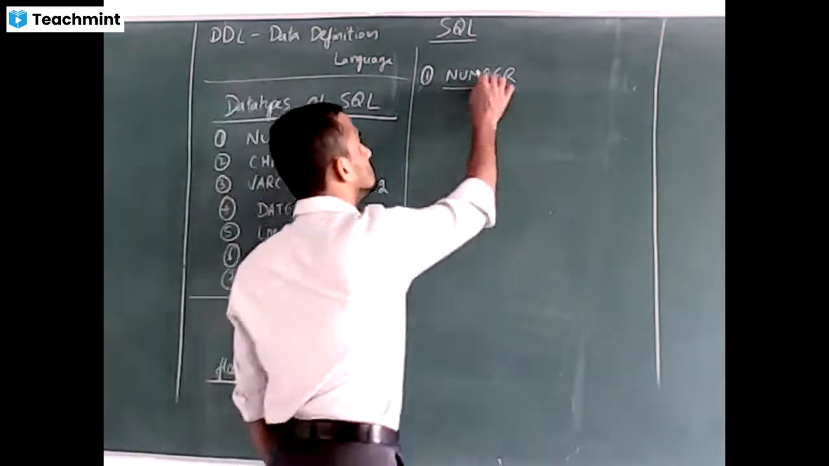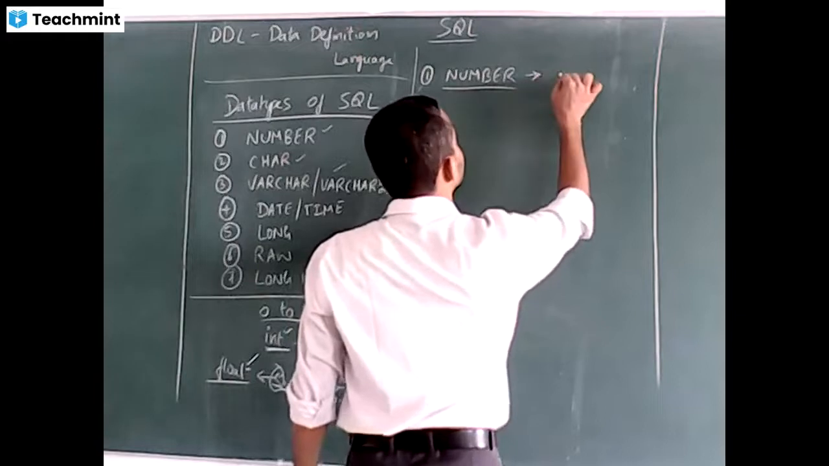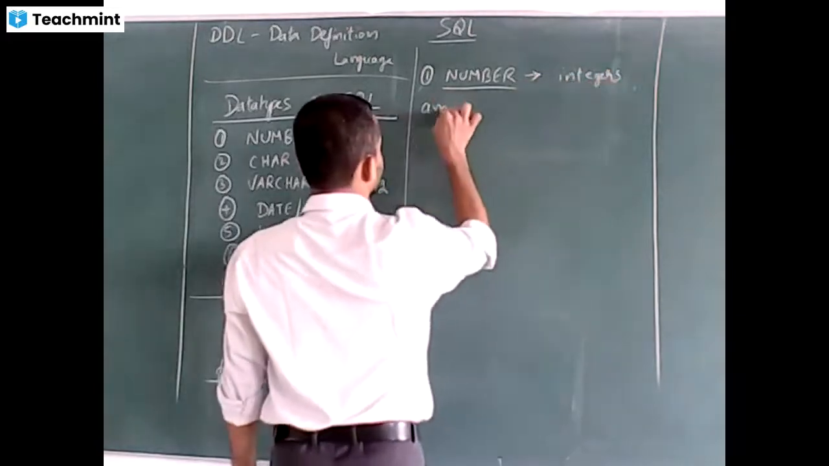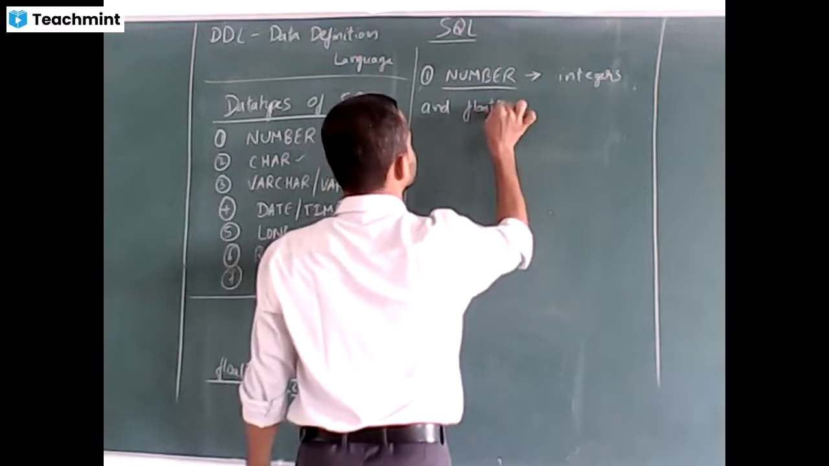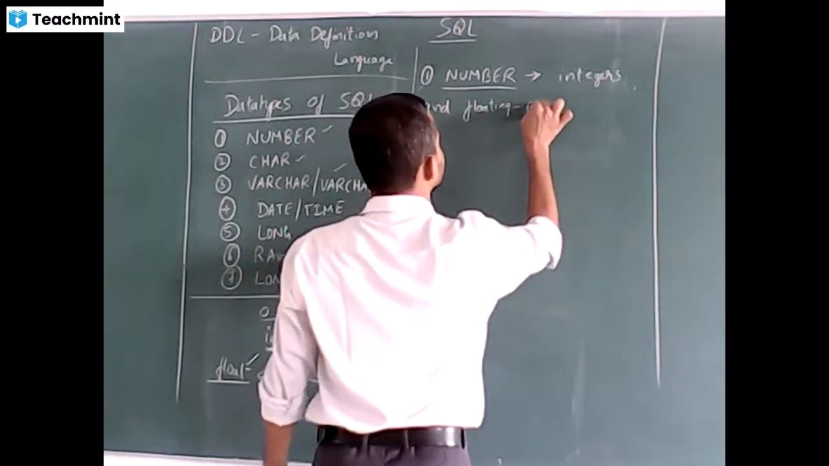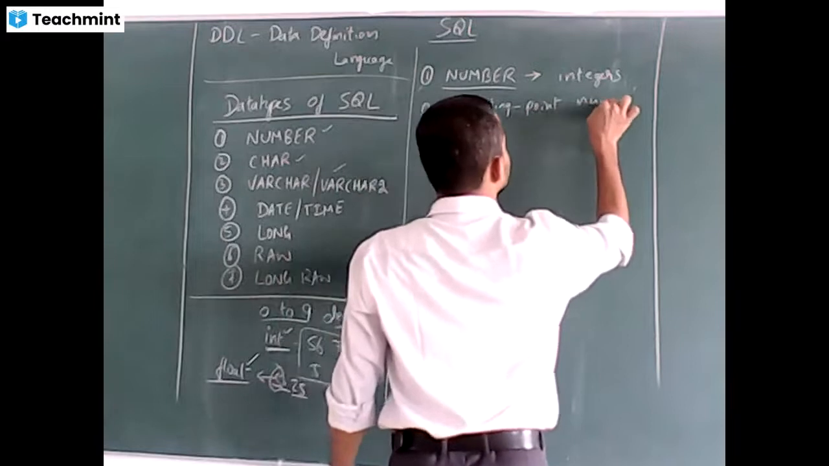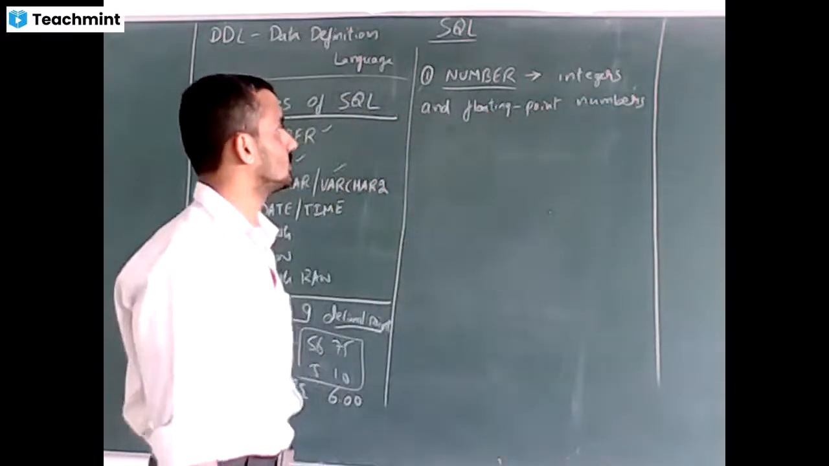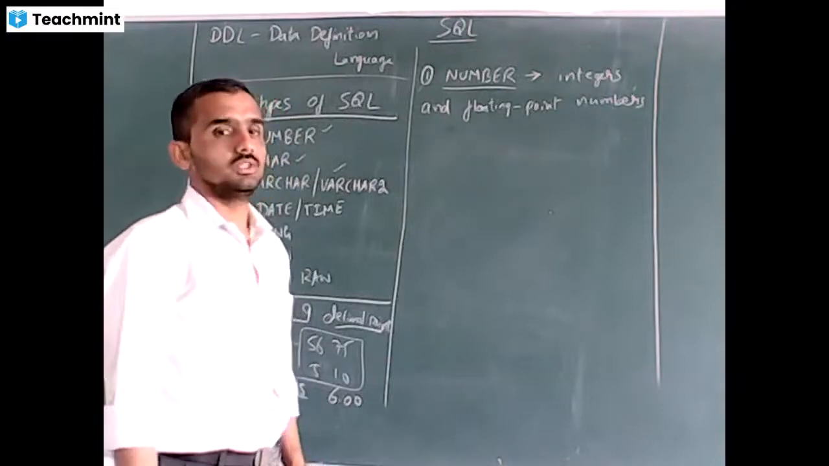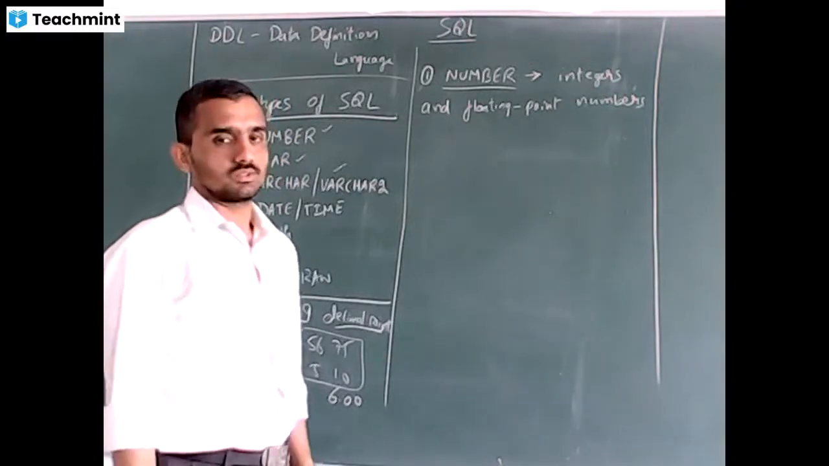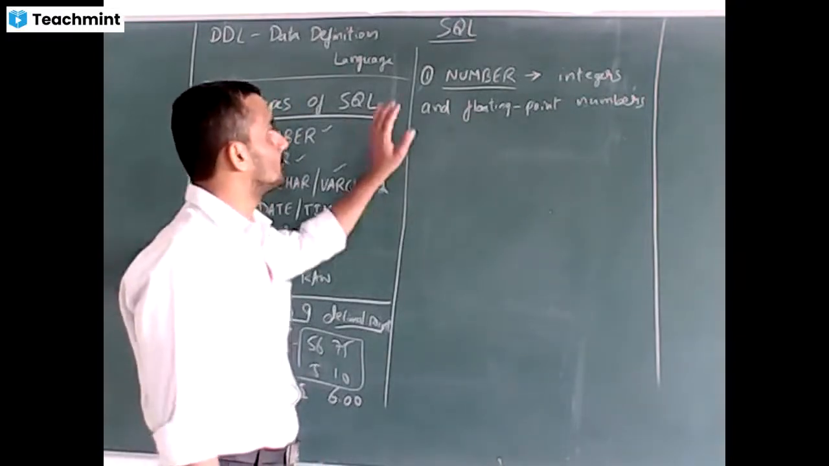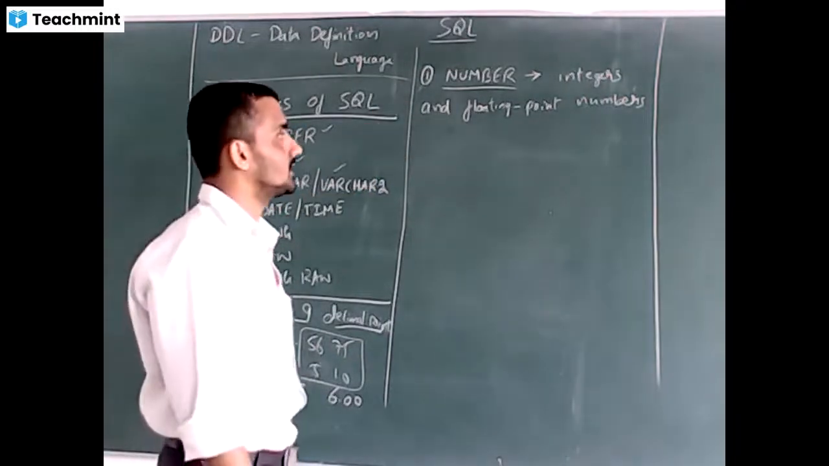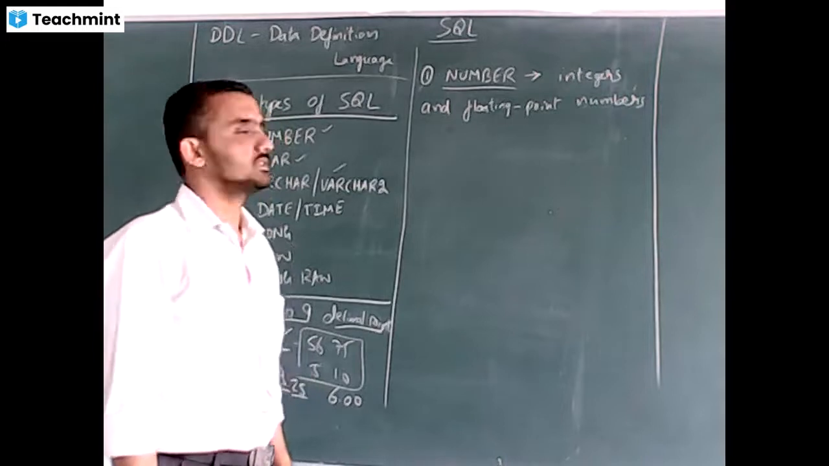So by using the data type number, we can store integers and floating point numbers, both types. Here we should notice how to use this. Whenever we are using a data type, in C++, let us once again recall the syntax.